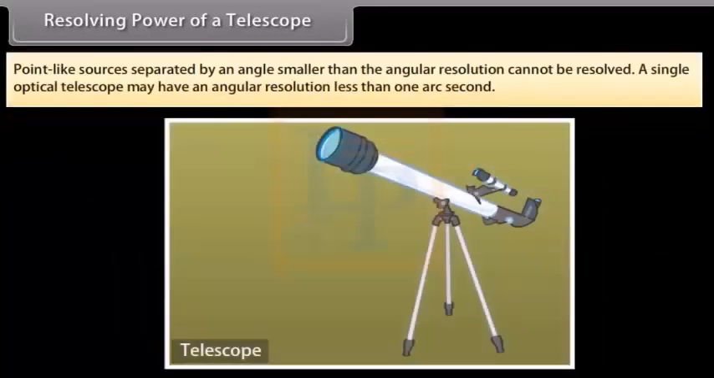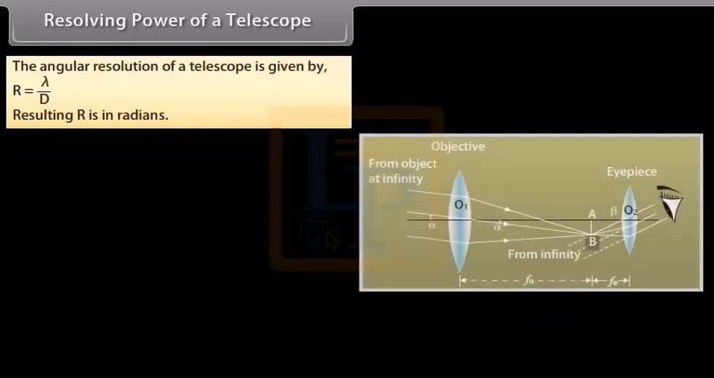Resolving power of a telescope. Point-like sources separated by an angle smaller than the angular resolution cannot be resolved. A single optical telescope may have an angular resolution less than 1 arc second. The angular resolution of a telescope is given by R equals lambda divided by D, where lambda is the wavelength of the observed radiation and D is the diameter of the telescope's objective. Resulting R is in radians.